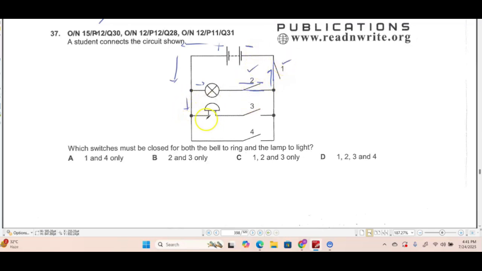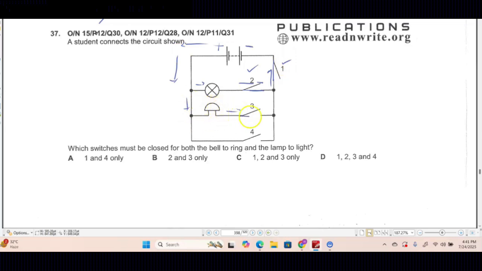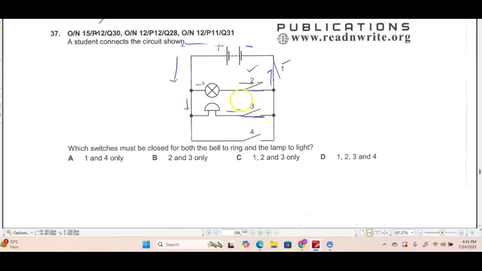The rest of the current goes here. This bell makes a sound, and then the current moves here and it has to complete the circuit. So switch 3 has to be closed, and then it goes here. Switch 4 has nothing to do with it. It can be open and still the circuit gets completed. So switches 1, 2 and 3 have to be closed. So C is our correct option.